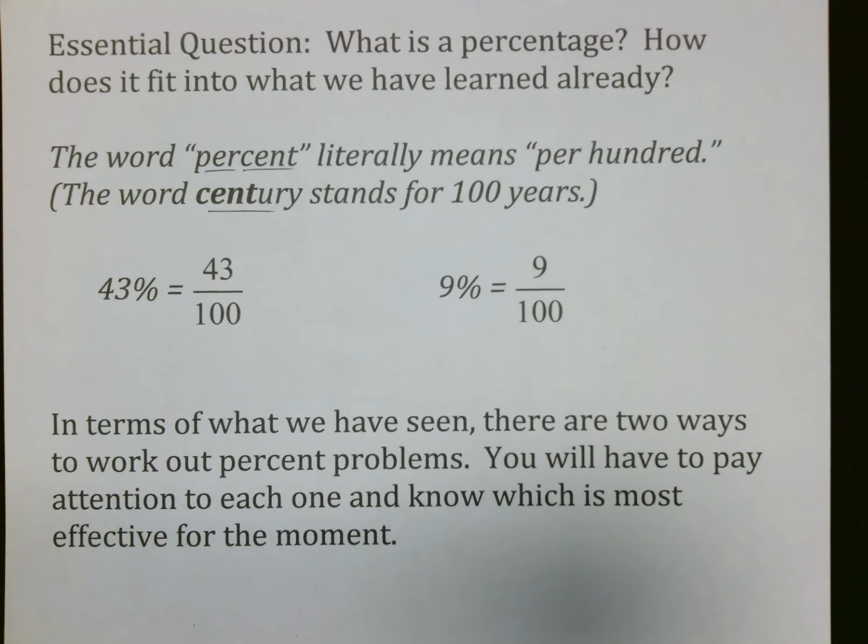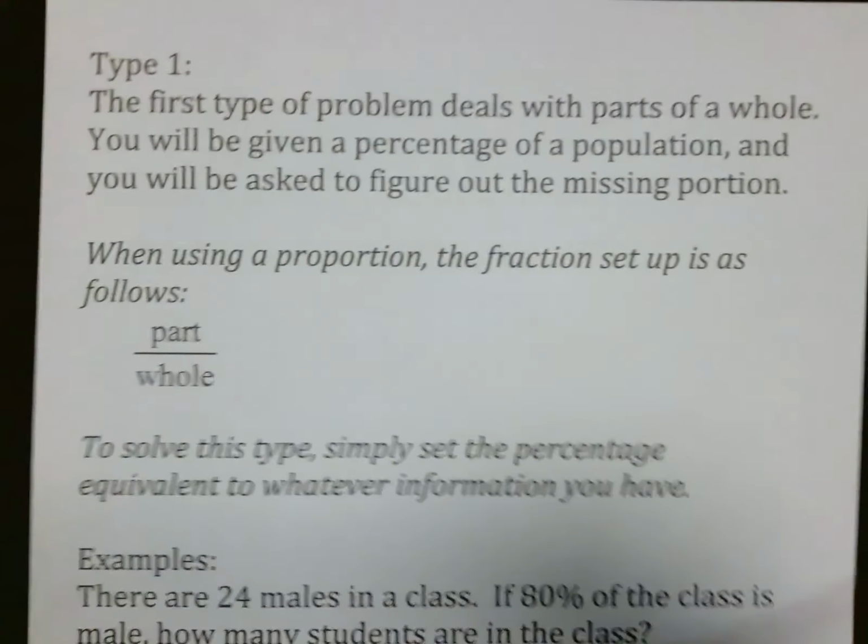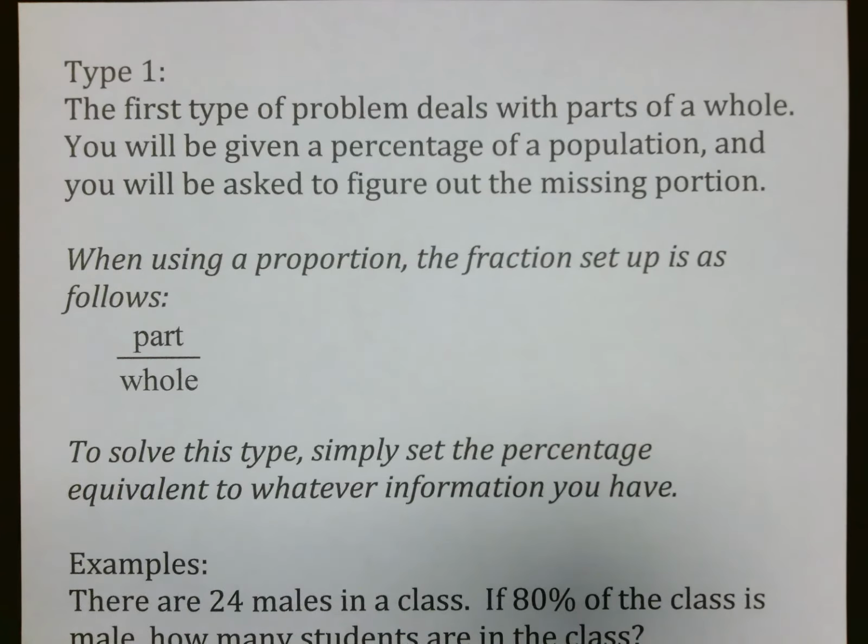Again, make sure you pay attention to each one because both of them can pop up at any time and you never know which one you might need to use. The first type deals with parts of a whole. You'll be given a percentage of a population and be asked to figure out the missing portion.